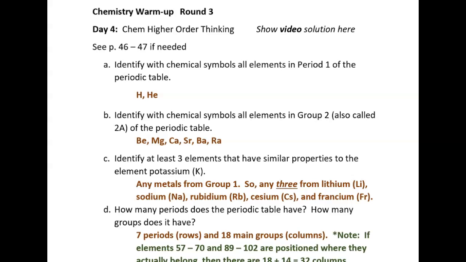It is in the first column. It is in group 1. All other metals that are in group 1 will be similar to the metal potassium. So just put 3 of them down, any 3 from lithium, sodium, rubidium, cesium, and francium.